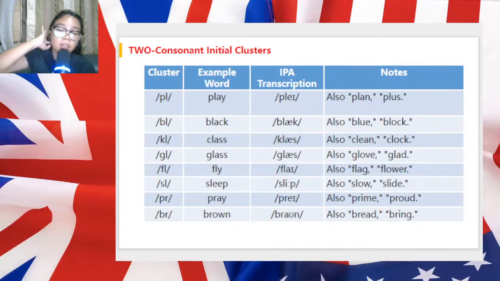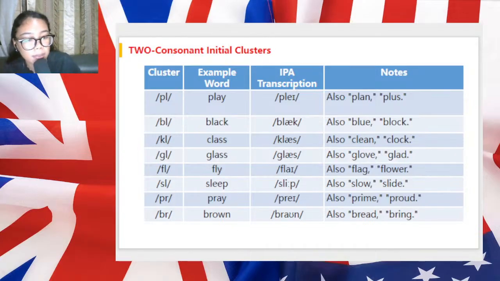So we say p. Again, p. Sample word, play. Again, play. It's not "puh-lay." We do not want to put a vowel sound in between the two consonant sounds. We try to smoothen it out. Remove that vowel sound in between. We will say play. Make it faster. Play. One more time. Play.